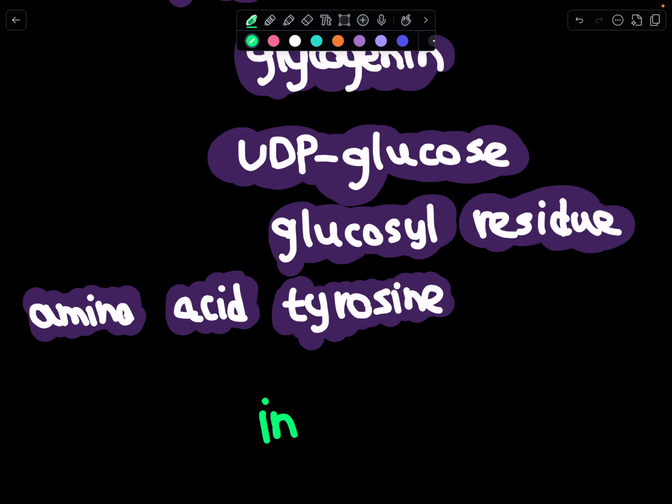Yeah, exactly. UDP glucose donates the first glucose to a tyrosine residue on glycogenin in the liver or muscle cytoplasm, where glycogenin's catalytic site links it via an alpha 1,4 glycogen bond, then adds up to 7-8 more glucose units from UDP glucose to form a short primer chain.